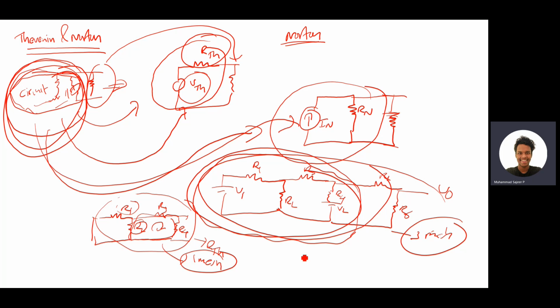And for finding the voltage, at the end we will make this part an open circuit. I will just draw the circuit for that also.